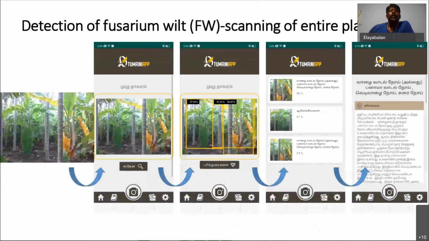Now, how does it detect Fusarium wilt? If you take the image and feed it to the machine and scan, you can see different kinds of plants, soil and other things are there. It detects that this banana is 96% affected by Fusarium wilt, this plant is 67% healthy, and this plant is 54%. So this is a two-step process. Once you scan, you get the disease name, the description and control measures on the phone itself. The machine answers the questions on the phone itself. It's not like taking the image, going to the internet and comparing to see whether it is the disease or not, where people get confused. The farmer should get the answer on the phone itself, including control measures.